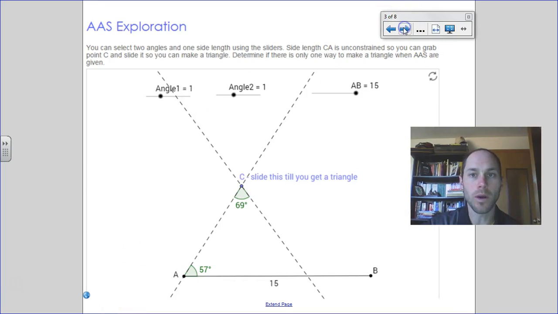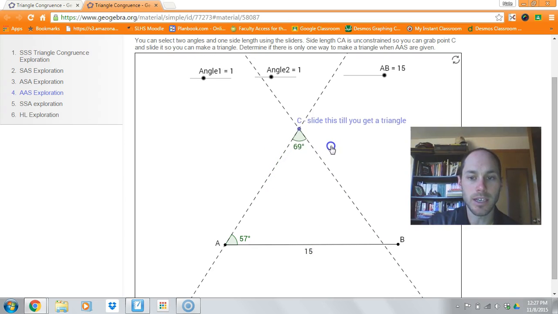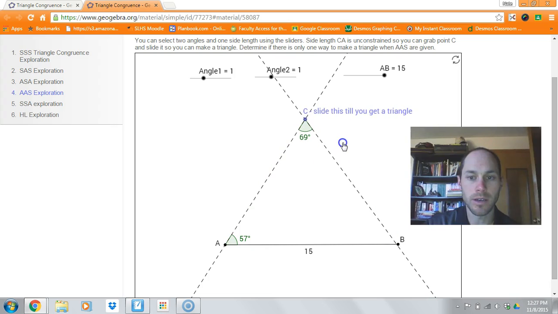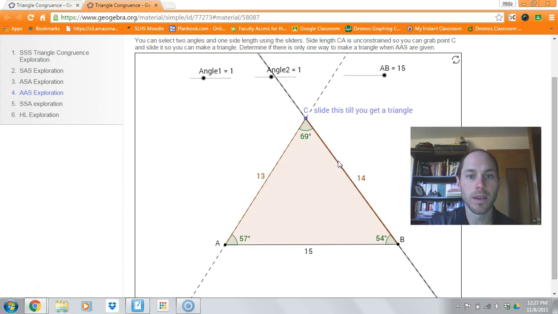The other one we want to take a look at is AAS. You can probably guess what that one stands for. That would be angle, angle, side. So with angle, angle, side, we have two angles and a side not included between those two angles. So I want to see if I can create a triangle in this one. So I'm going to slide this side until I get a triangle. There we go. So here's my three angles and my three sides of the triangle.